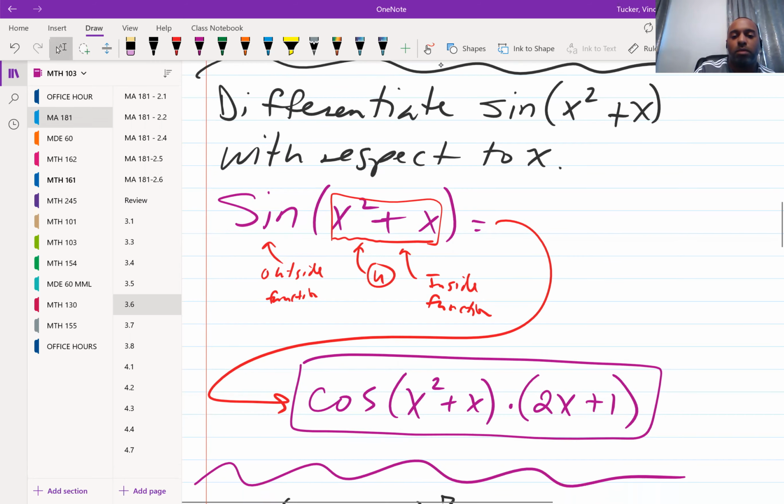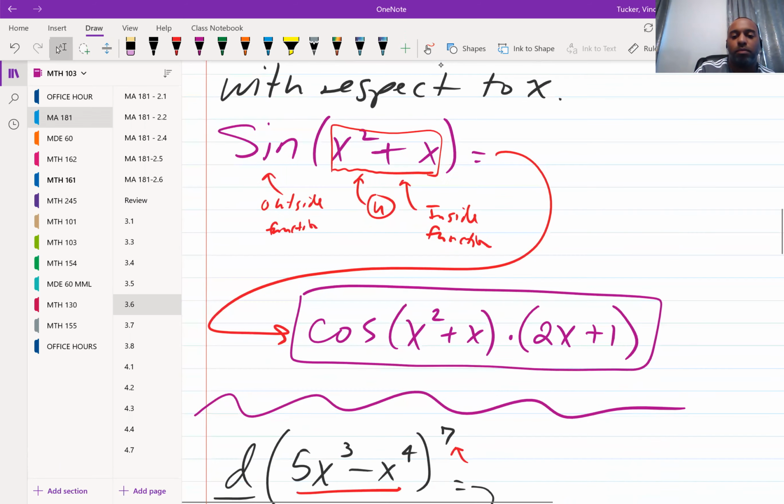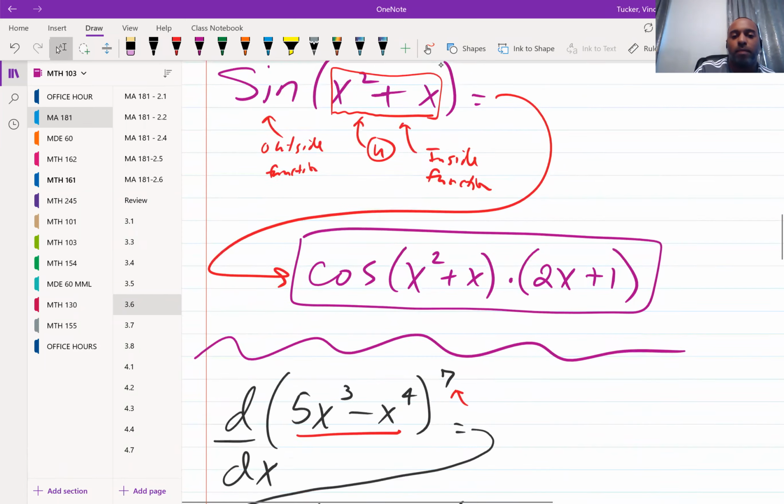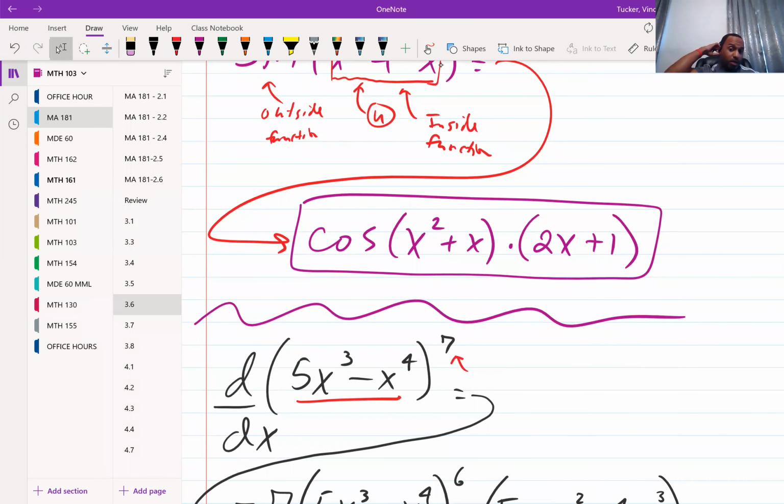All right, can we do another one? All right, same thing here. We have an inside function, which is 5x cubed minus x to the fourth. Outside function, which is the seventh power.